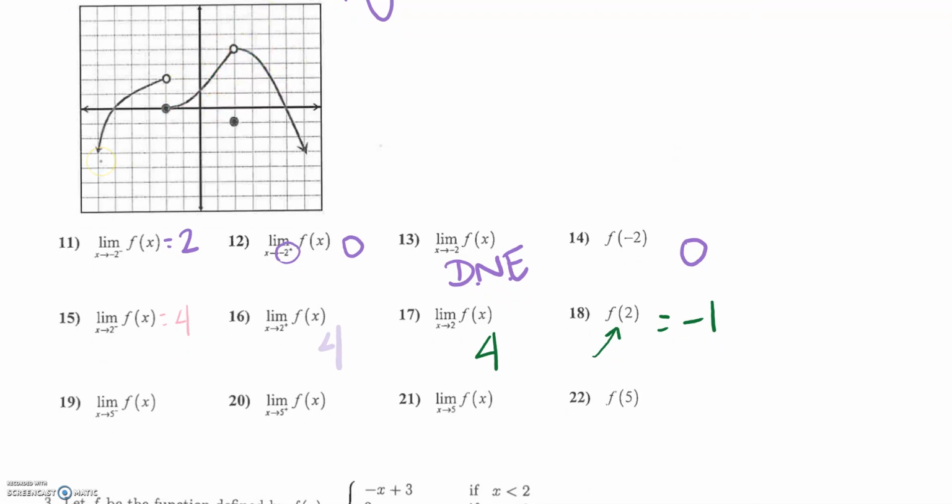Last one, we're going to go to positive 5. 1, 2, 3, 4, 5. Here we go. Coming from the left, it approaches 0. Coming from the right, it approaches 0. Coming from either side, it approaches 0. And the actual value of f of 5 is 0.